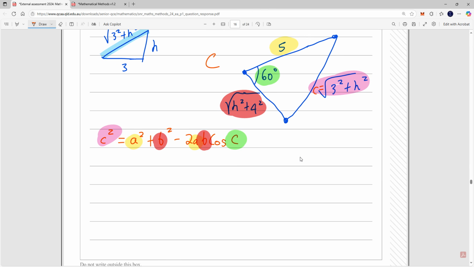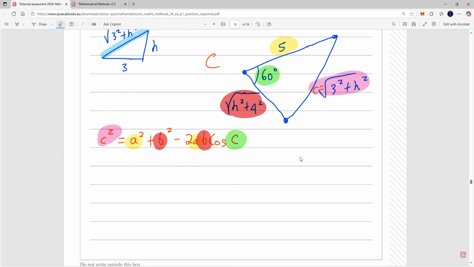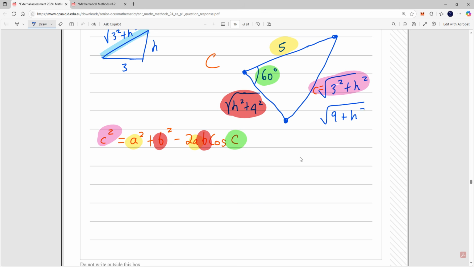So if we sub all this information in, we're going to have, let's use a different color. Let's go back with the blue. Now here, this 3 squared is 9, so that's 9 plus h squared. Likewise here, 4 squared is 16, so that's the same as the square root of h squared plus 16. Hopefully we are all comfortable with that there. Chuck this guy in.